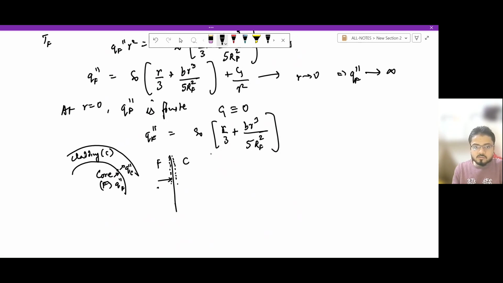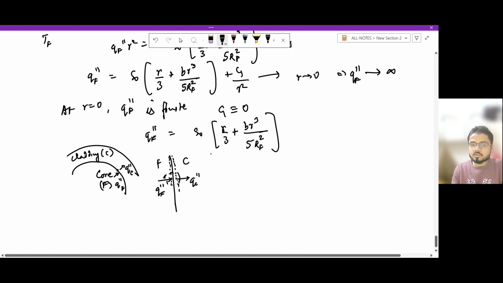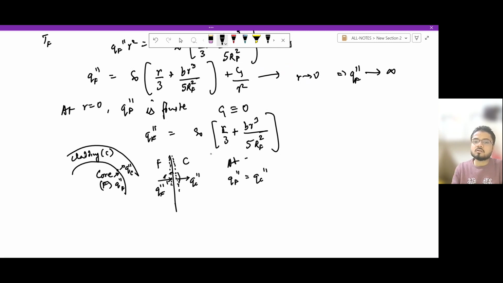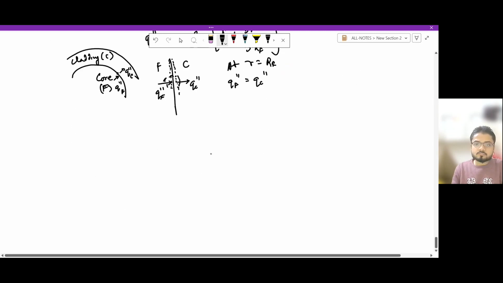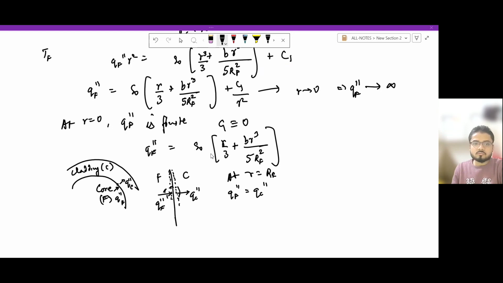So you watch it right here. This is QF double prime, the flux in the fissionable material, and this one is QC double prime, the flux in the cladding. So since this control volume is not storing any kind of heat, it's not storing any kind of thermal energy, you could always write QF double prime would be equal to QC double prime. And this is the second boundary condition at R equals to RF. So this sounds good.